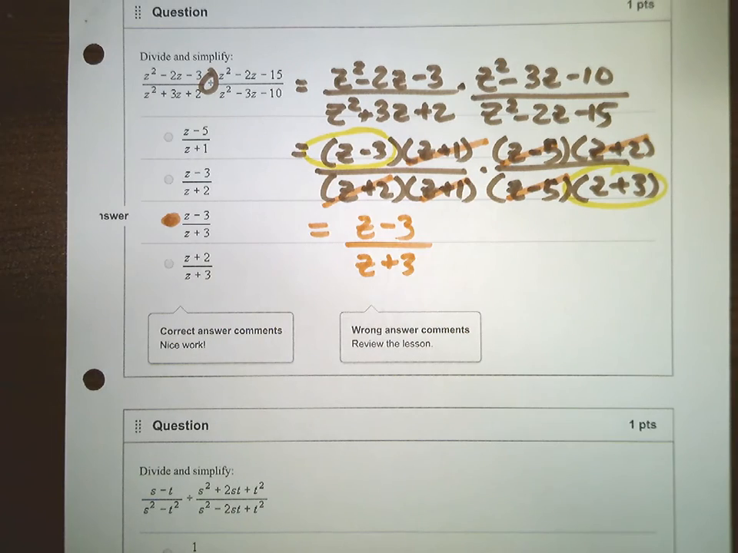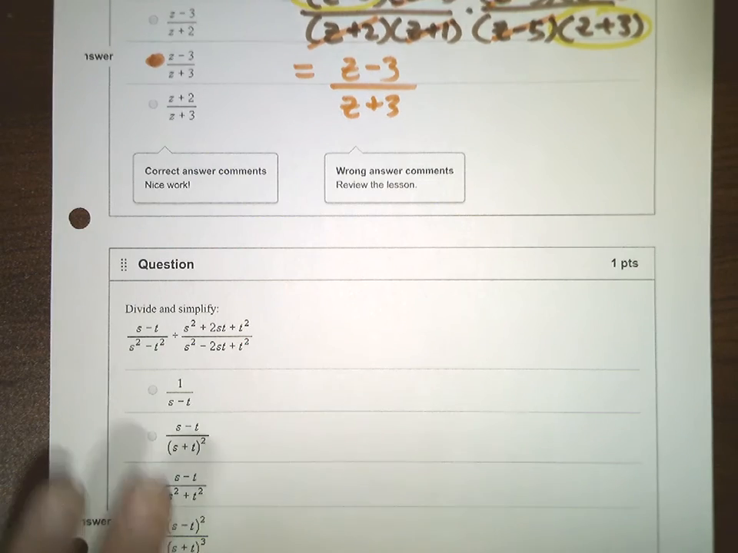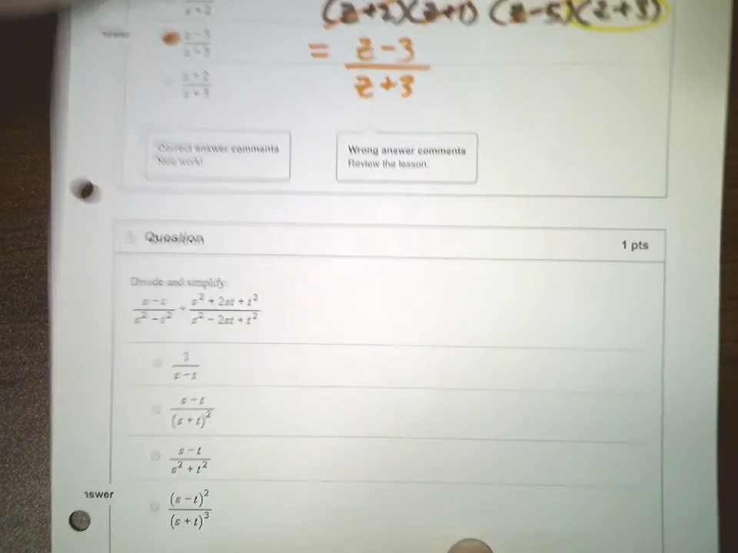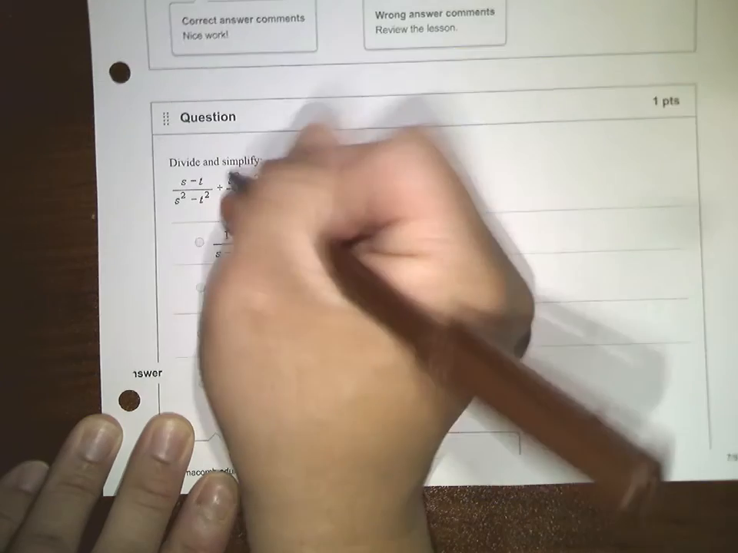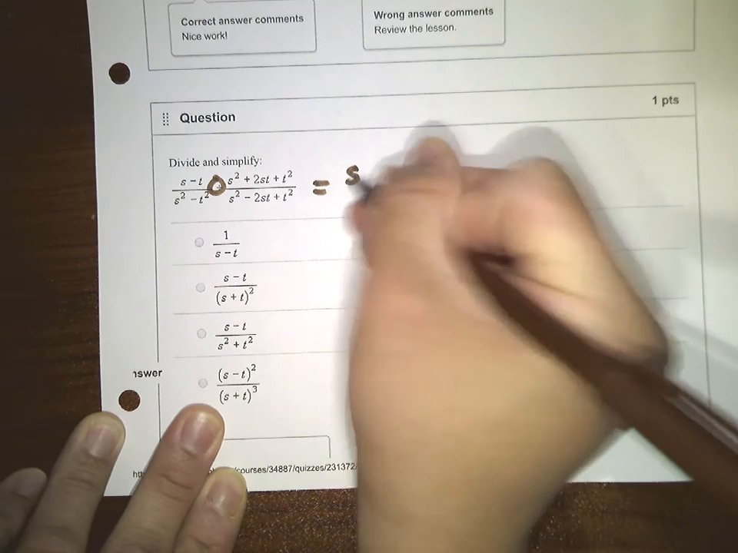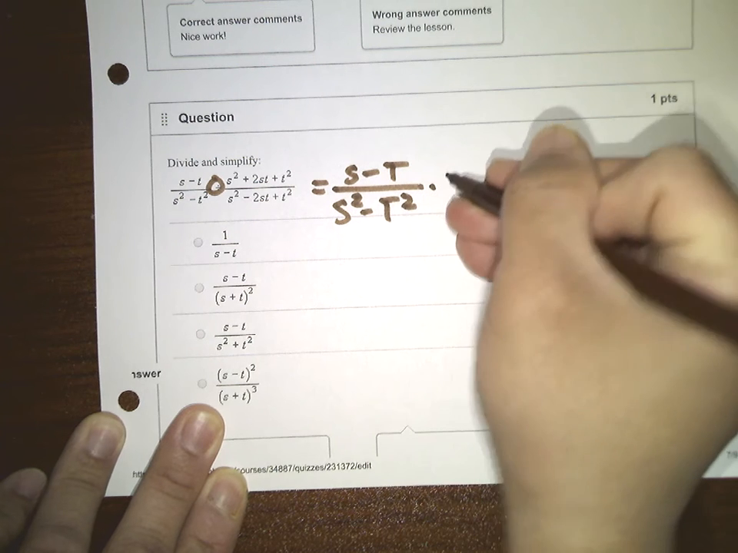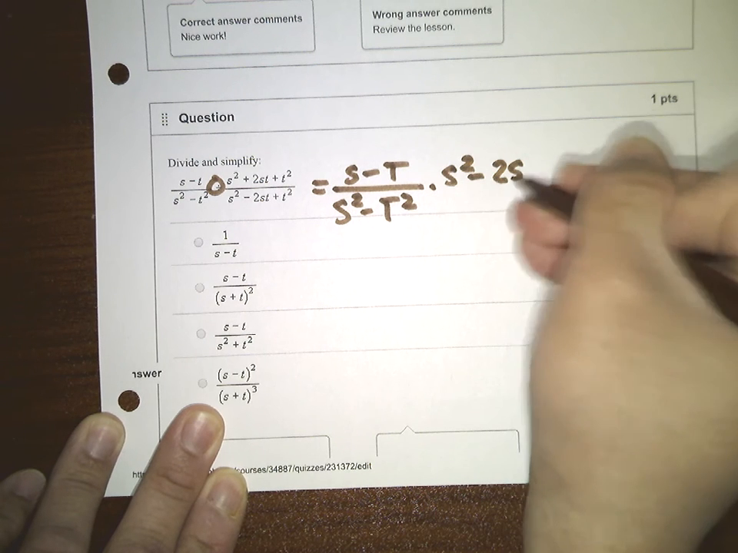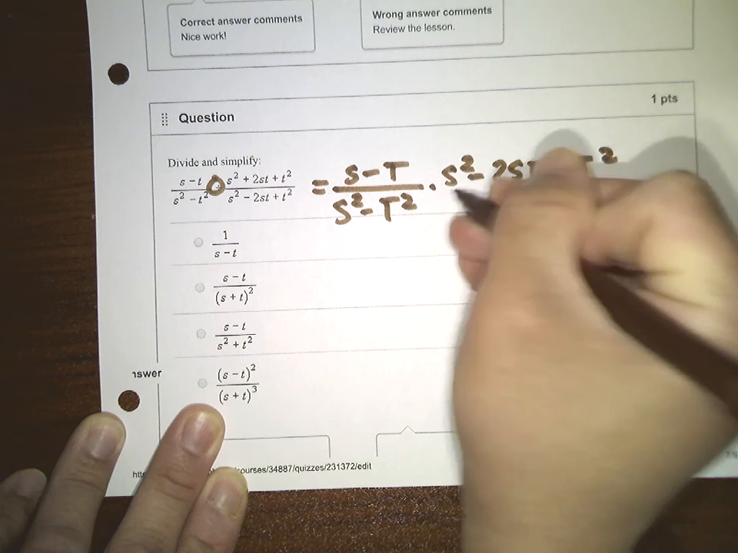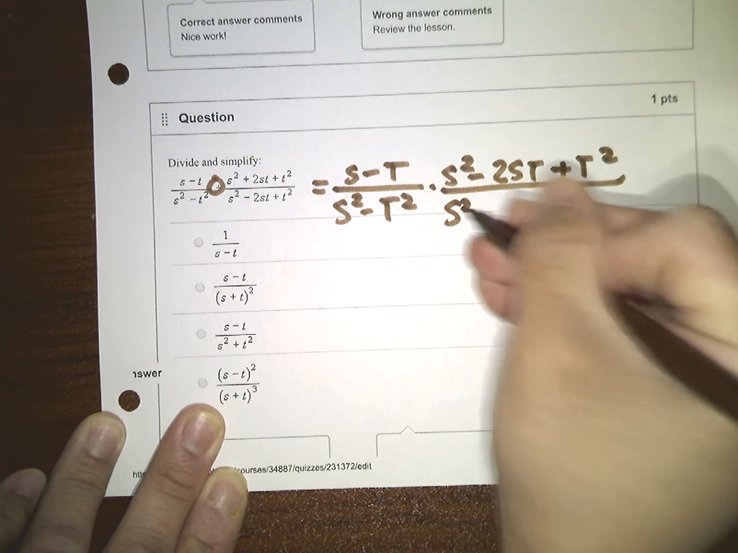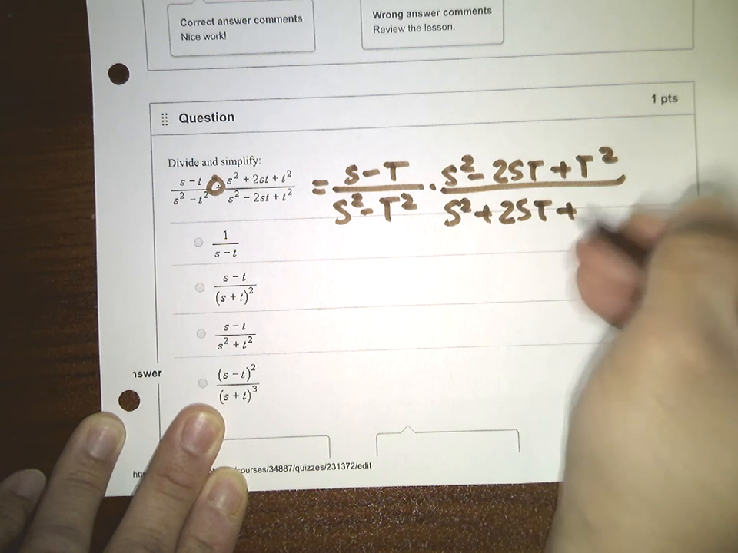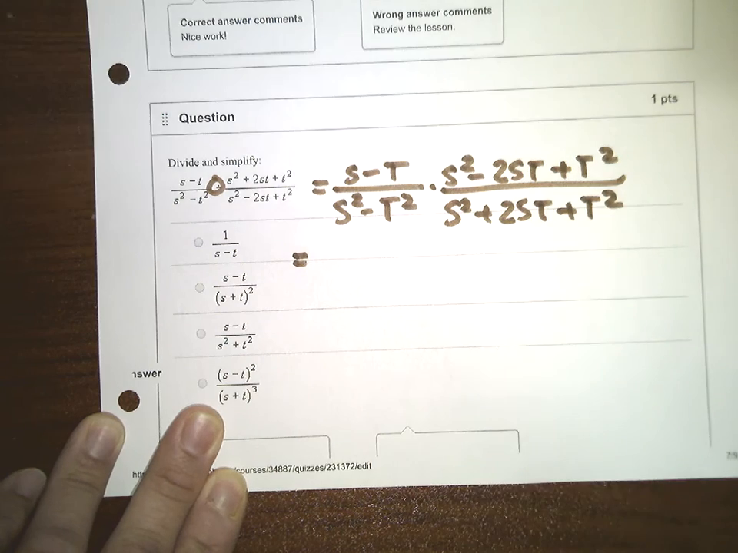All right, so let's go ahead and move on to the next one. We have a dividing here again, so I'll go ahead and multiply by the reciprocal. So I have s minus t over s squared minus t squared times s squared minus 2st plus t squared over s squared plus 2st plus t squared.